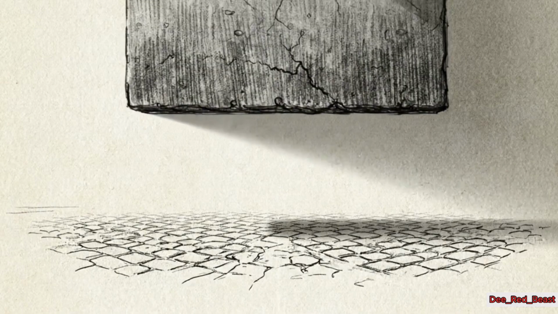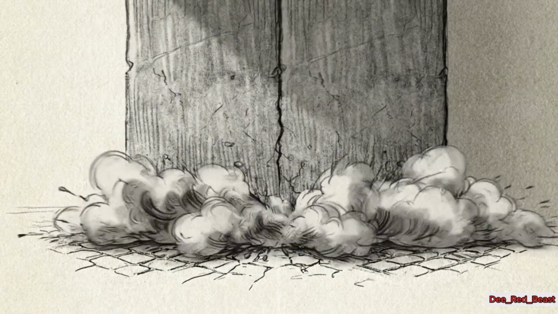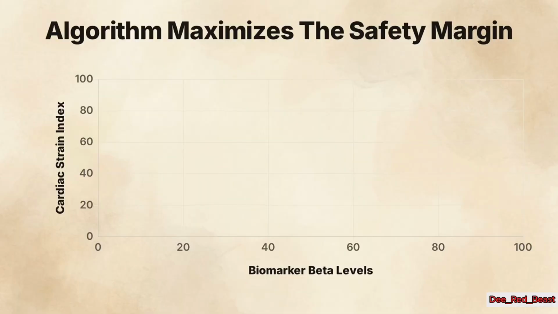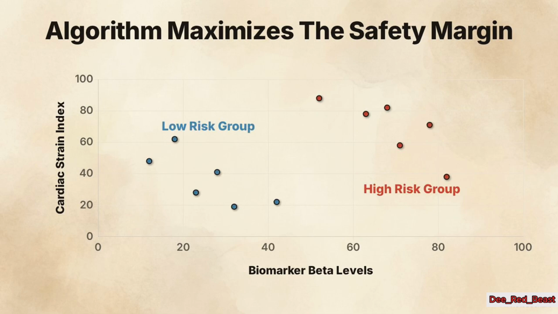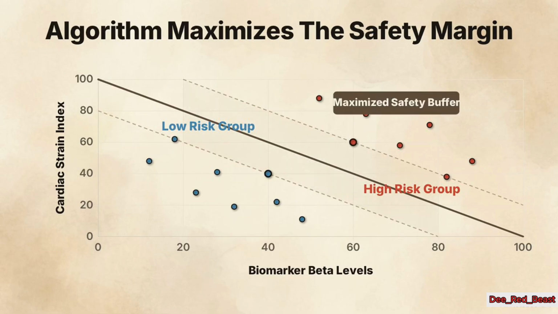For medical data, where the categories are more complex, the detective uses a tool called a support vector machine, which acts like a thick wall. This graph plots patients with low risk and high risk of heart disease. Instead of just drawing a thin line between the two groups, the algorithm calculates the widest possible street between them. By maximizing that empty space, it creates a much safer buffer for predicting where a new patient will fall.